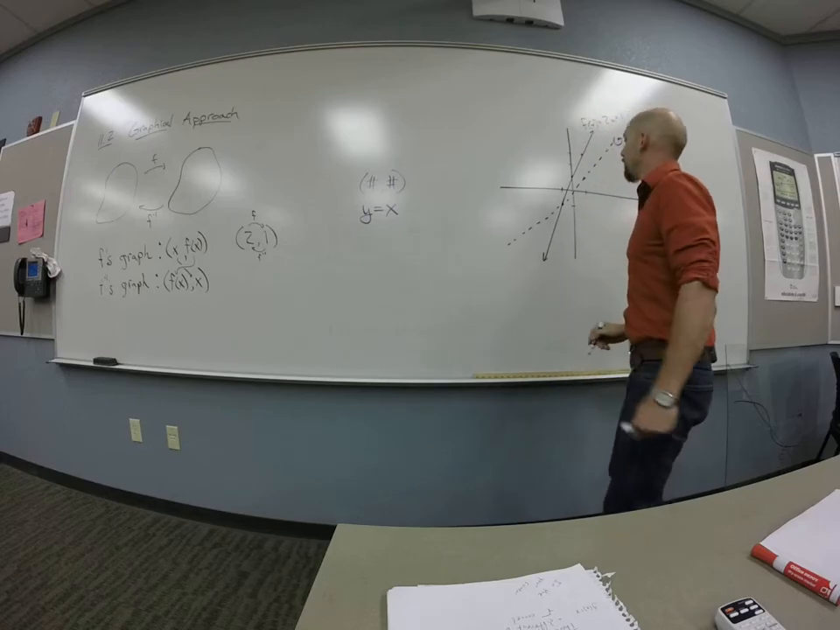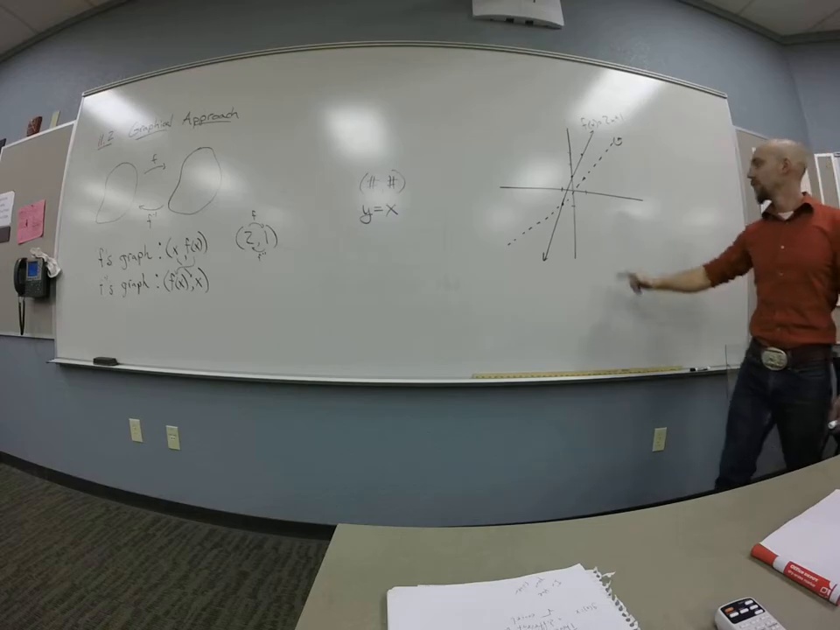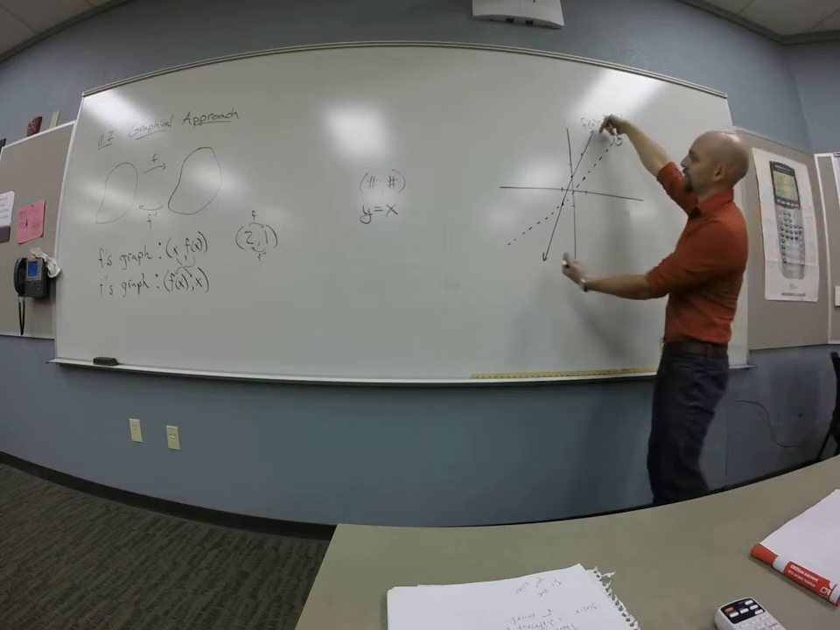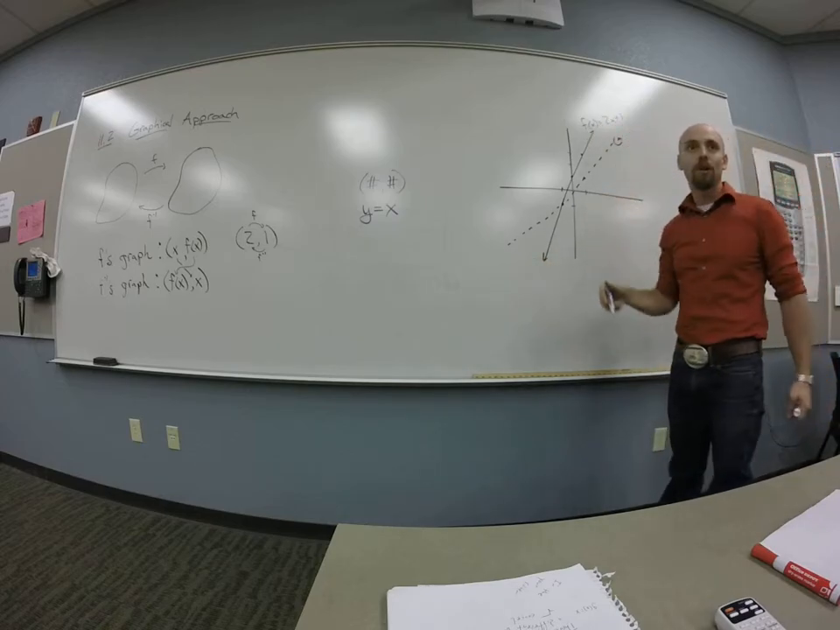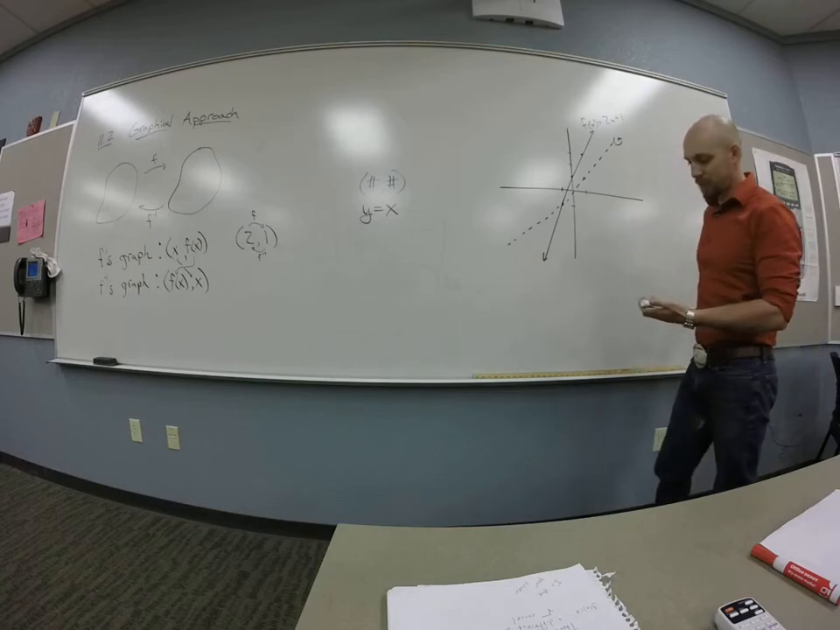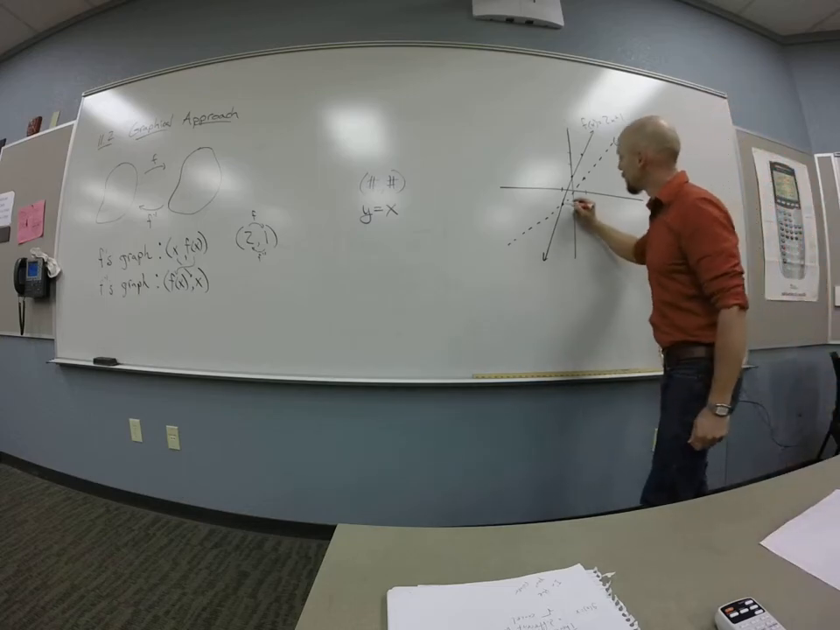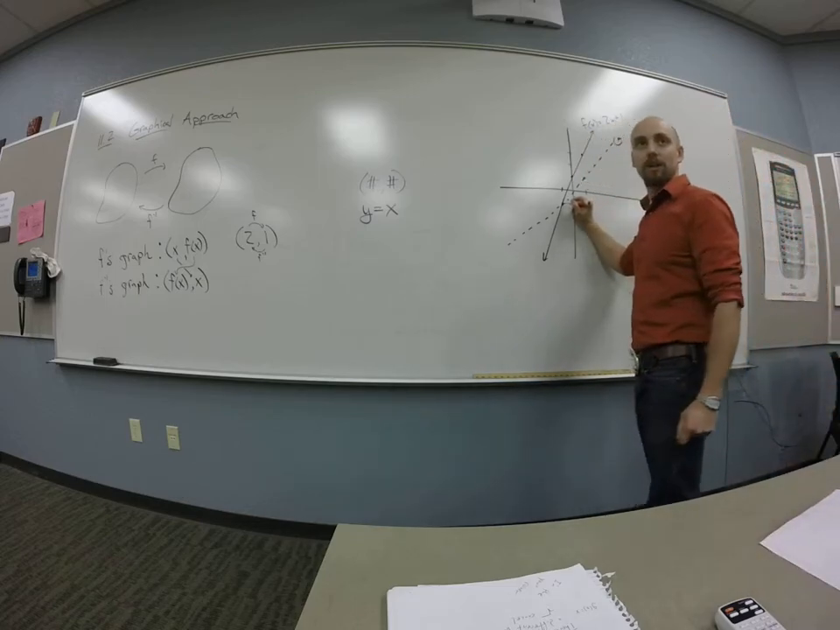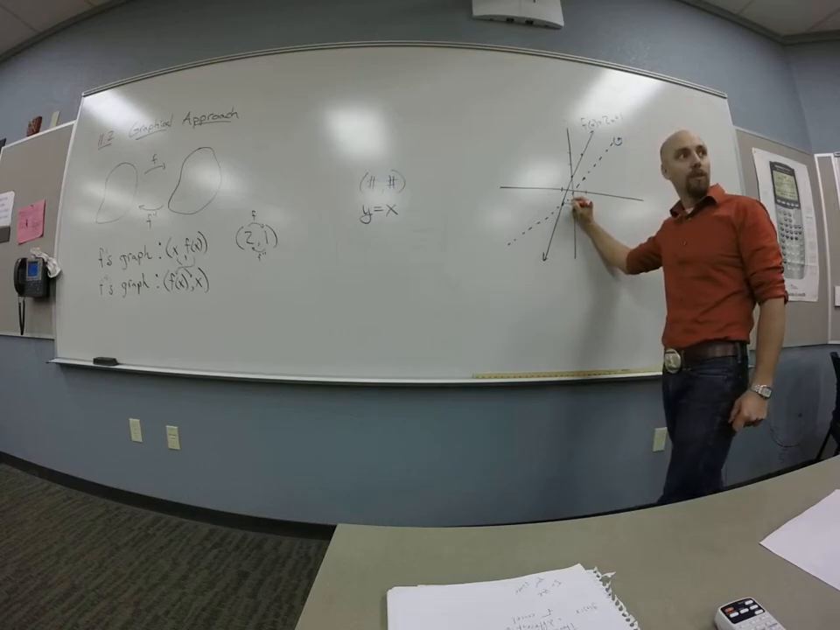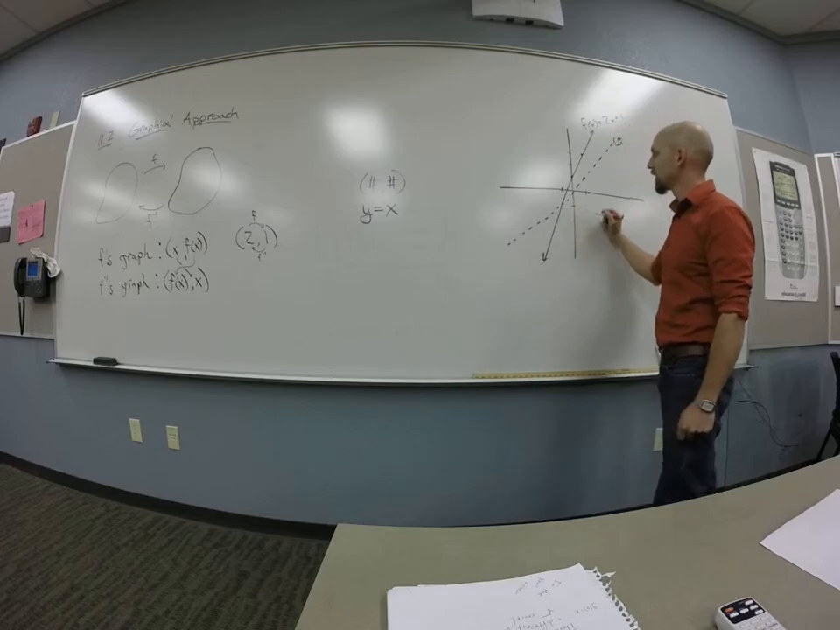Now I want to think about flipping this over. I want to flip the black over the purple. You guys see that? Let me try another color. This point's going to stay fixed, because it's on both lines. So that one stays fixed.